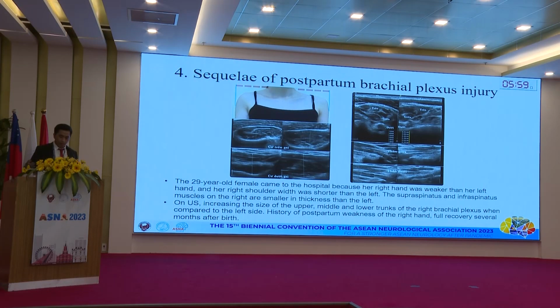When I scan the arm and shoulder, you can see here the muscle on the right side is thinner than the left side, the normal side. The supraspinatus and infraspinatus compared to the left side are smaller. But the brachial plexus is bigger. You can see the upper, middle, and superior trunk is bigger than the left side. The trunk is bigger.